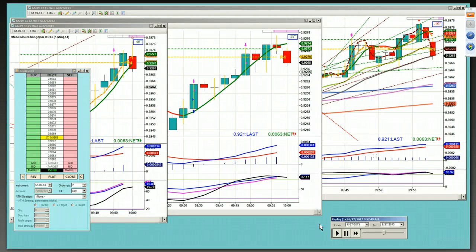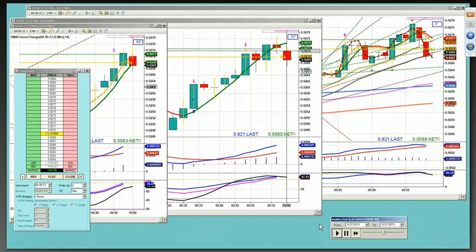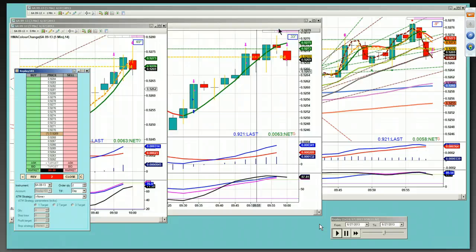Okay, let's do a couple more here. Okay, so here we are, now we're south of the border again. Notice that our 3-minute is south of the border. Our 5-minute is going, so we're going in for a reversal short. Okay, now watch here, because let me do this. I'm going to go short here.